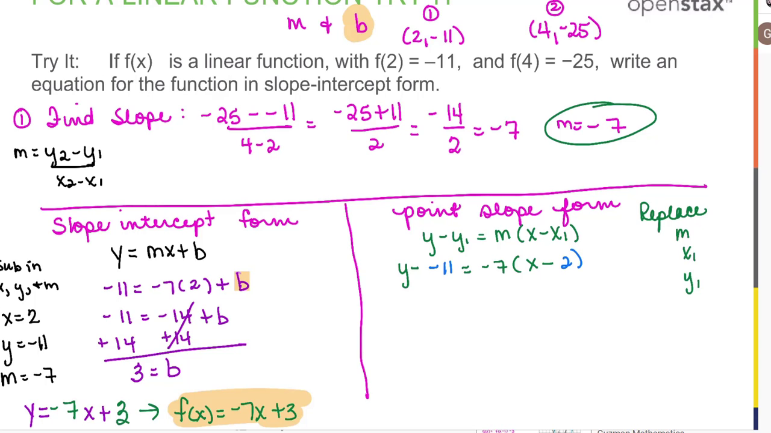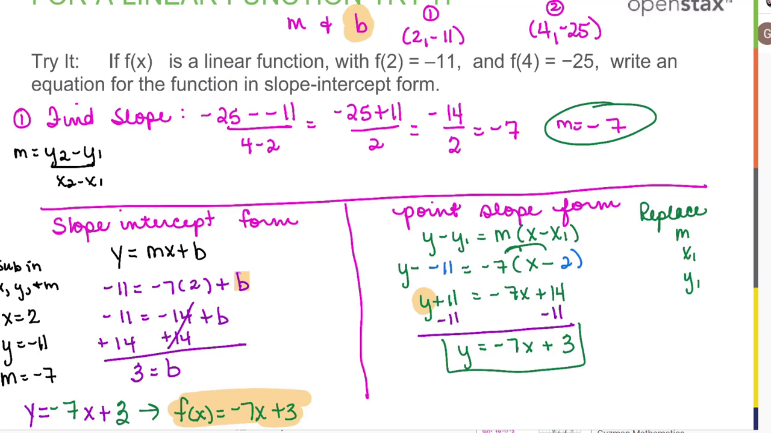So on the left, I have y plus 11 equals, and then you have to distribute. Negative 7 times x is negative 7x, and negative 7 times negative 2 is positive 14. And then your goal is to get this y by itself, so you need to get rid of that 11. So you're going to subtract 11 on both sides, and we end up with y, because the 11's cancel, equals negative 7x plus 14 minus 11 is 3. So either way, you get the same answer in slope-intercept form.